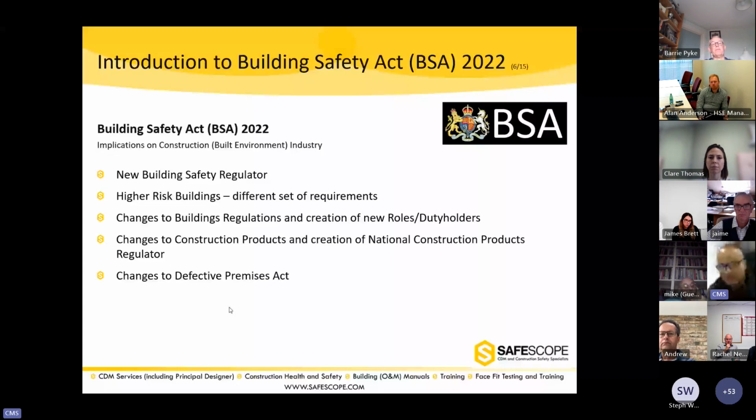But fundamentally, it has brought in a big change in the building regulations as we know them, and created new roles and duty holders. There are also changes to construction products and the creation of a national construction product regulator, as we said before, and changes to the Defective Premises Act as well. So the Act itself is very far-reaching.